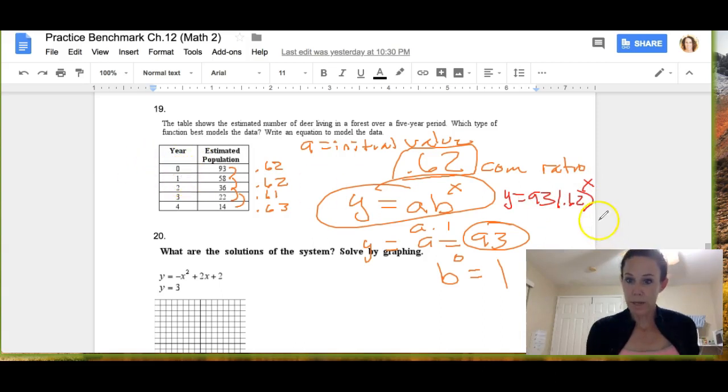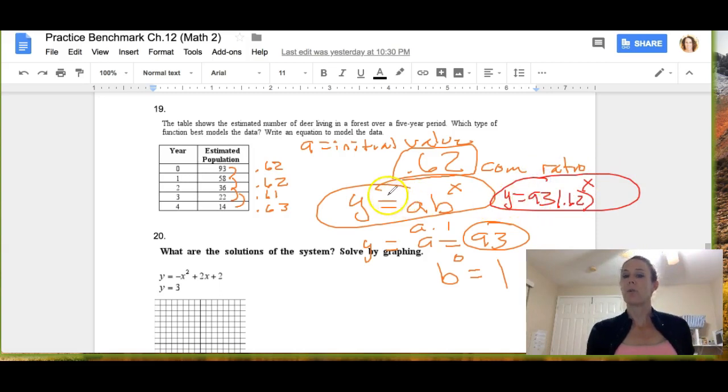I do it 1 time, I plug in 1 here. I'm going to take 93 and times it by 0.62. So when I do it the first time, I take 93 times 0.62 and I get 58. That's how I get my second term, when I plug in 1. I plug in 2, I take 93 and multiply it by 0.62 2 times, here to here. So that's how your exponential works.